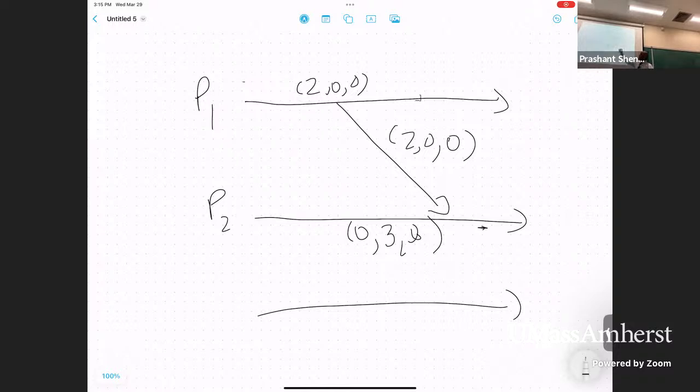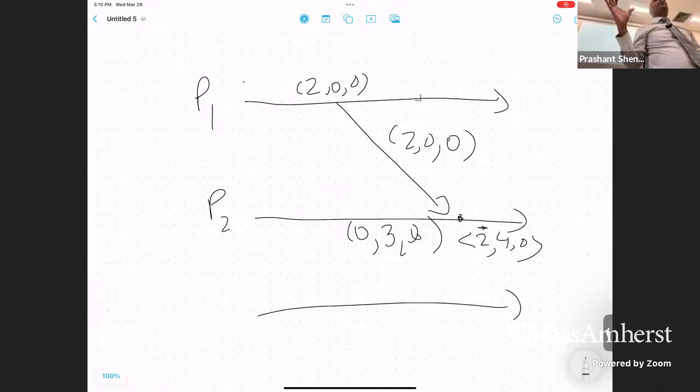So you take 230 and then you increment P2's clock. So it is going to make it 240. Okay. So this receive here is going to get a vector value of 240. Okay. And so on. So that's basically a technique.